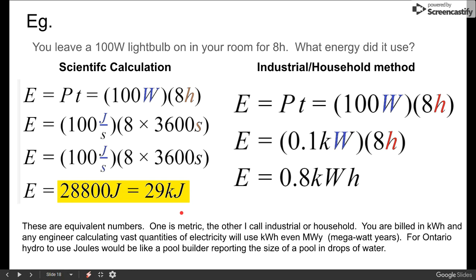They are completely equivalent. If you change this to 1,000 and you change this to 3,600, I guarantee you will get this number. If you take this number and divide it by 1,000 and you divide it by 3,600, you will get that number. They're the same thing.